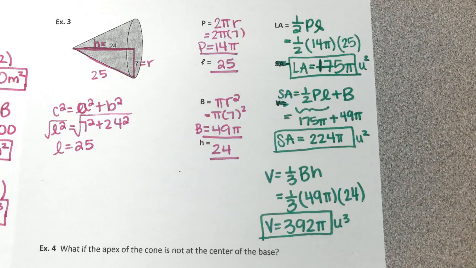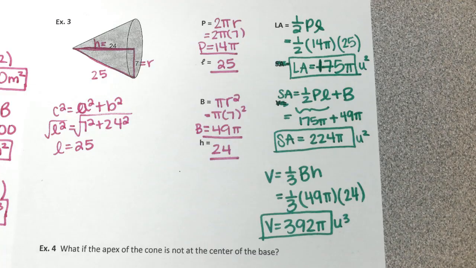Look up. Last thing I need you to know. Cones and pyramids do not always have the height right above the center. They can, but sometimes it's off to the side. We call this an oblique cone, where your apex is slanted. Your height is still going to be from the apex straight down. It's just that your height is no longer necessarily going to be at the center of your circle.